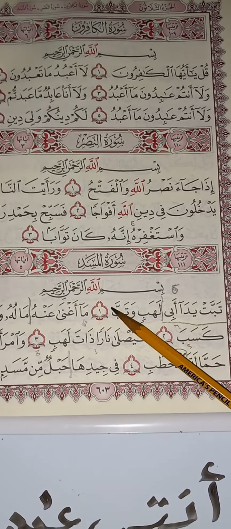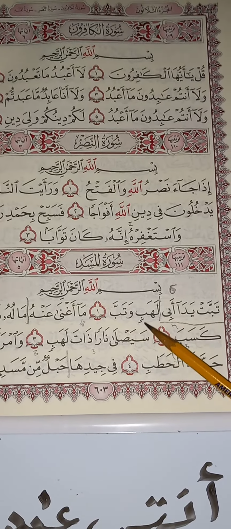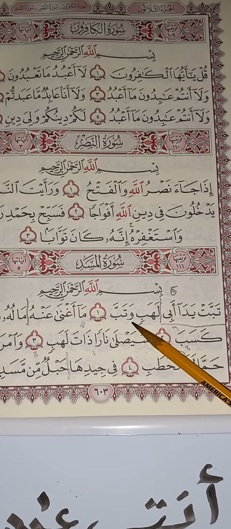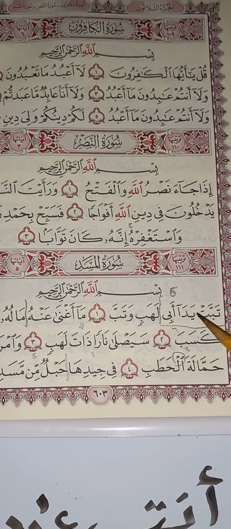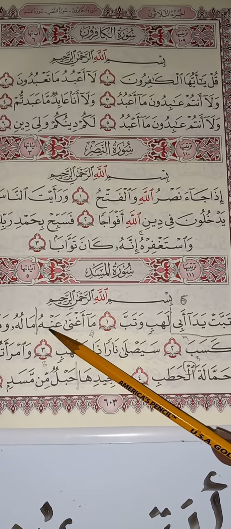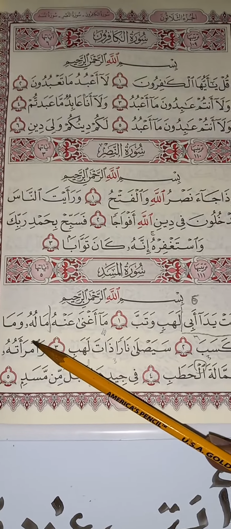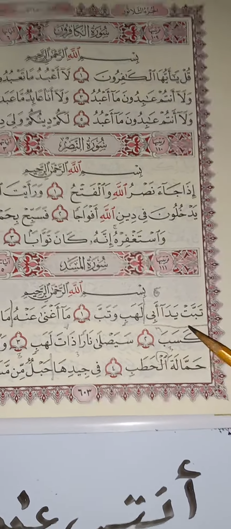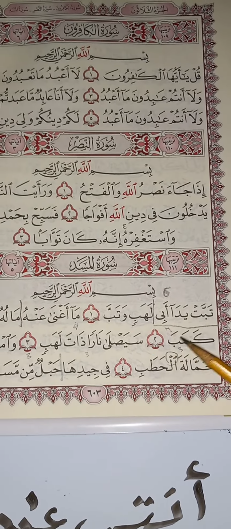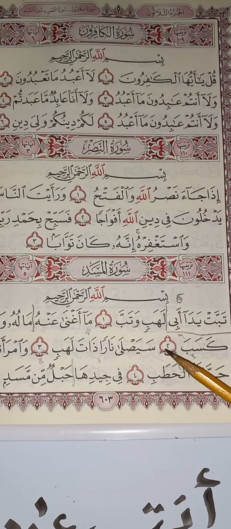When we come to this surah, Tabbat Yada Abi Lahabin wa Tab. This is Tanween, followed by a Waw, making it Idgham. Ma Aghna Anhu. This is Idhar, Nun Sakin, followed by a Ha. Maluhu wa ma kasab. This is Qalqala. These are Qalqala sounds, the Ba. Qaf, Ta, Ba, Jim, Dal.